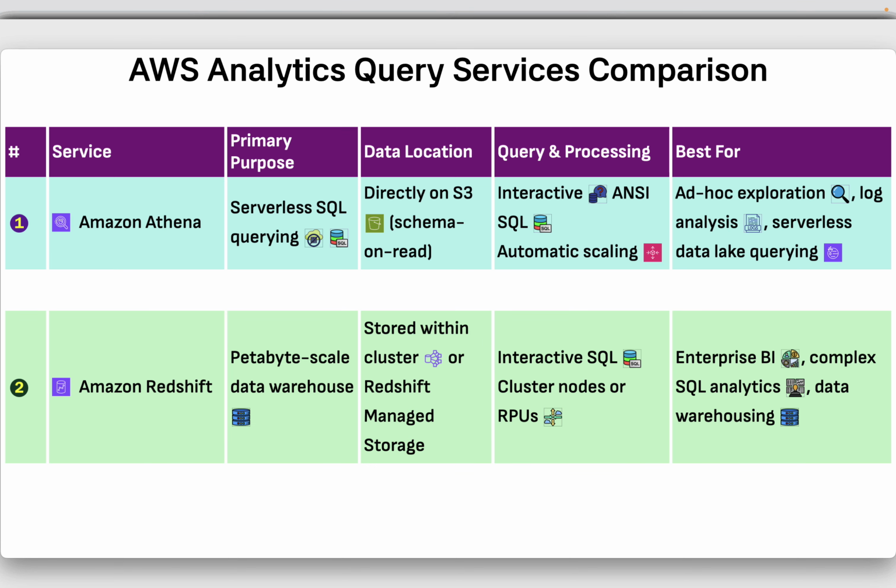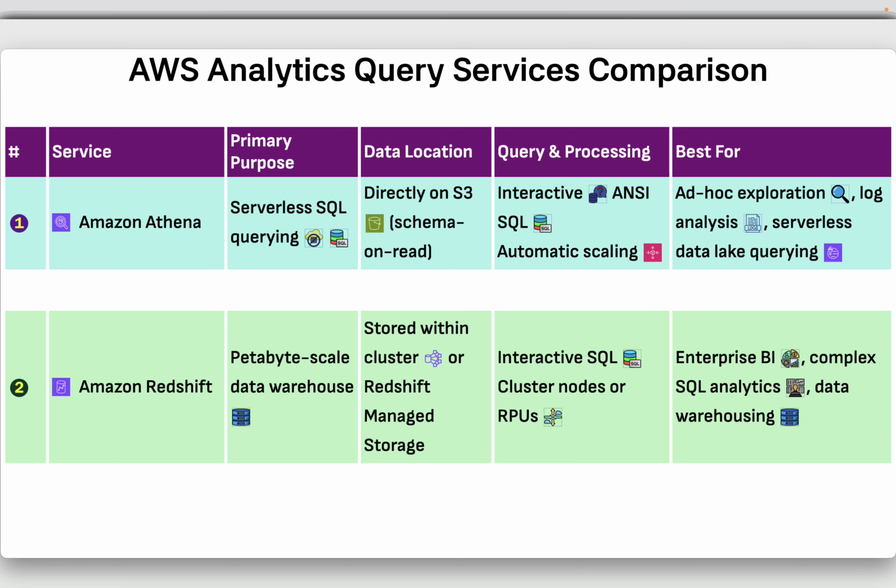Next, Amazon Redshift. It's a petabyte-scale data warehouse, like a massively huge data warehouse. So there's only one. Any warehousing question that comes should be easy: Redshift. Unless there's some additional information that makes you change your answer, but Redshift should be easy. Data location: it's stored within the cluster or Redshift managed storage. So it has its own storage.